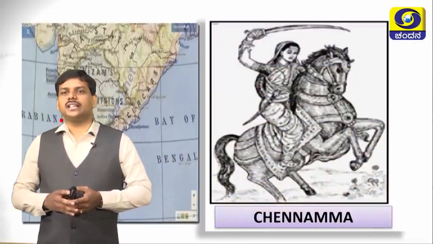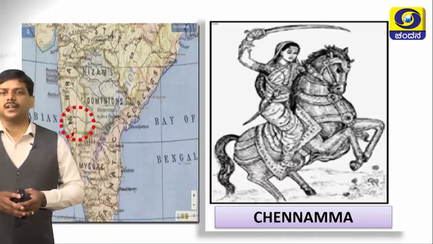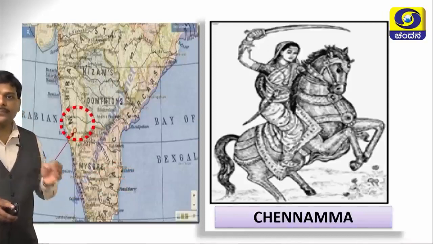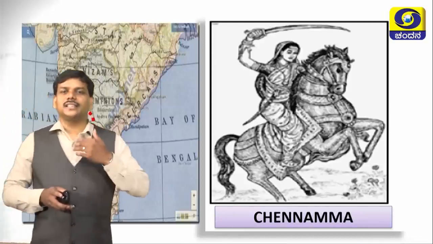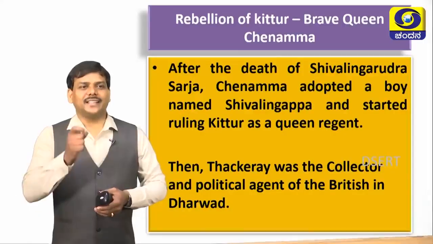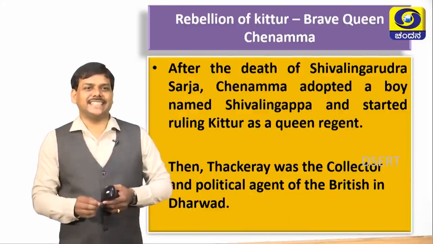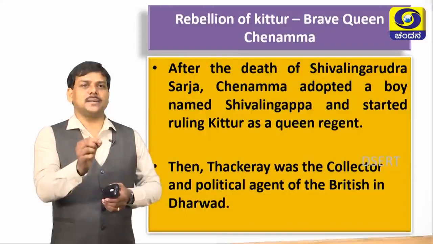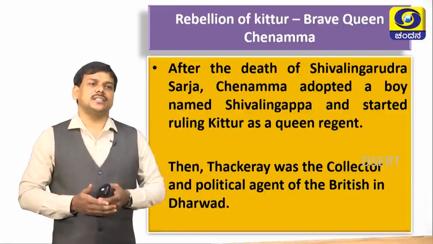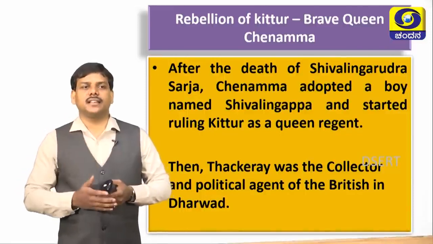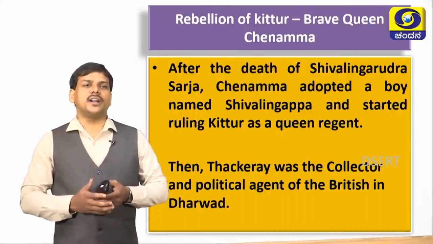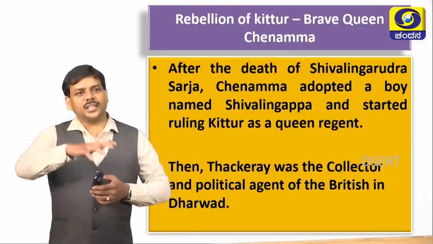Here another important leader of Karnataka who fought against the British was Kittur Rani Chennamma. In this map you can see here Kitturu. Where is Kittur? Kittur is located in Belagavi district. Dear students, another important concept of this lesson is rebellion of Kittur, which was led by brave Queen Chennamma. Chennamma and Shivalinga Rudrasarja, they did not have any children. That's why after the death of Shivalinga Rudrasarja, Chennamma adopted a boy named Shivalingappa and started ruling Kittur as a queen regent.